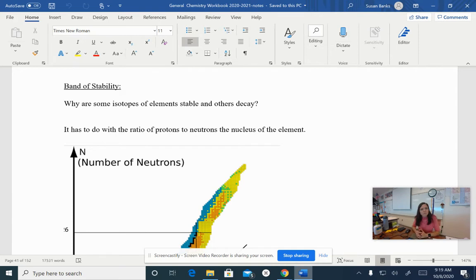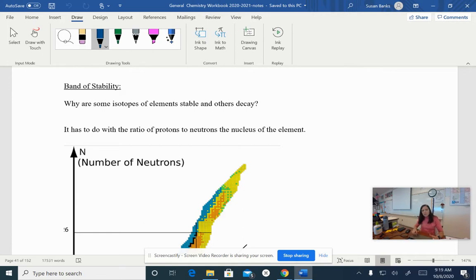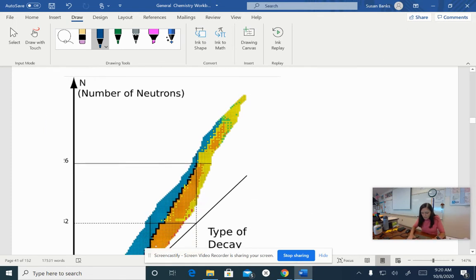So why are some isotopes of an element stable and others decay or have radioactive decay? Hopefully you have an idea going. It all comes down to the ratio of the protons and the neutrons, okay? If we have the correct ratio of protons to neutrons, that allows for that nucleus to be stable. But if we don't have that ratio, the nucleus is unbalanced in some way with the strong nuclear force, and it will decay in some way, either alpha, beta, or gamma, or even positron or electron capture, which we haven't talked about, in order to get that ratio to be better. So here's a graph that goes along with that ratio.